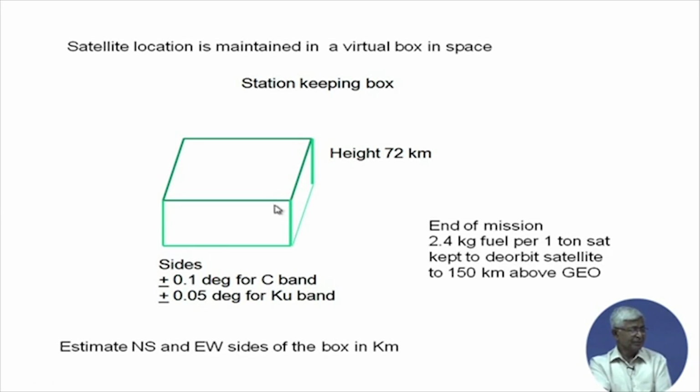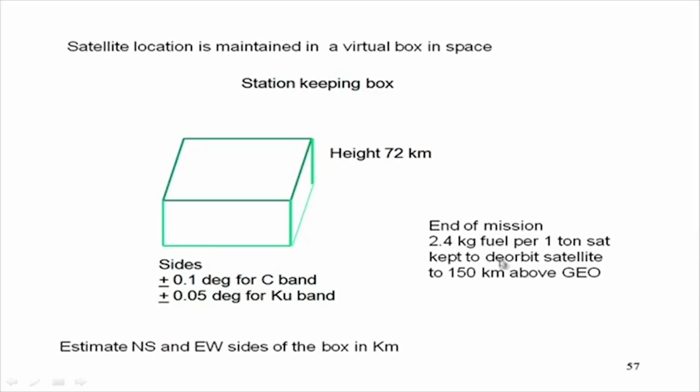At the end of the mission, that is when fuel is exhausted, it is moved 150 kilometers away from the geo orbit. That is when we say the satellite dies. Actually, a satellite never dies; the electronics are always alive, only the fuel is exhausted. So some fuel is kept to move it out, which is called deorbiting of the satellite.